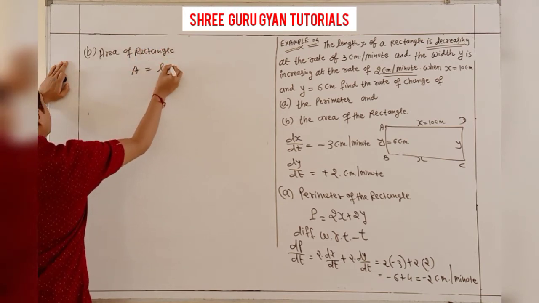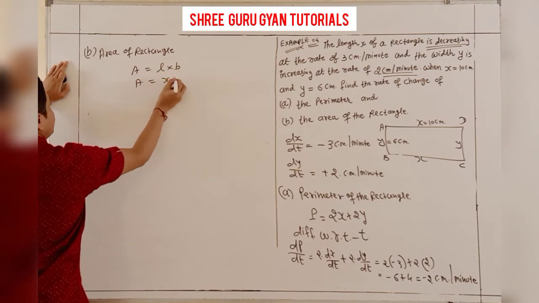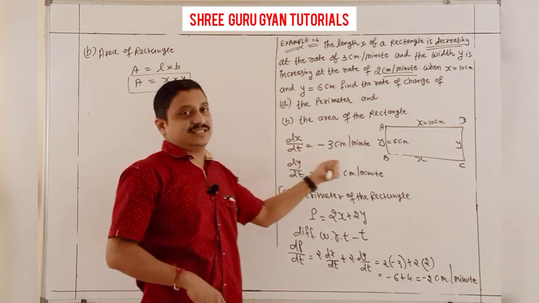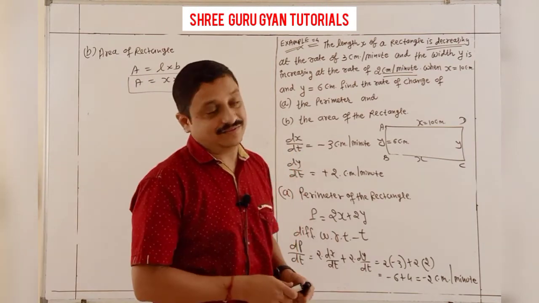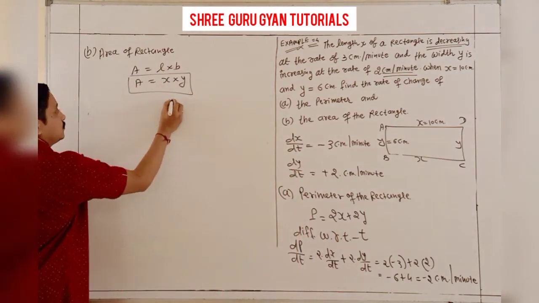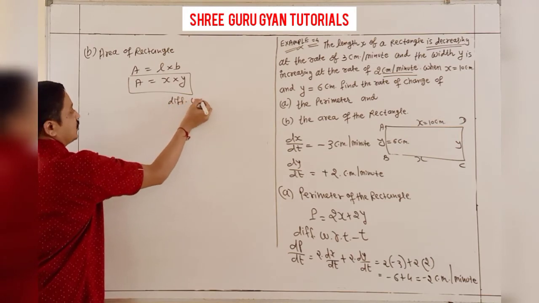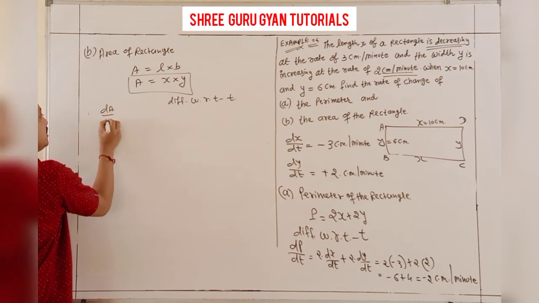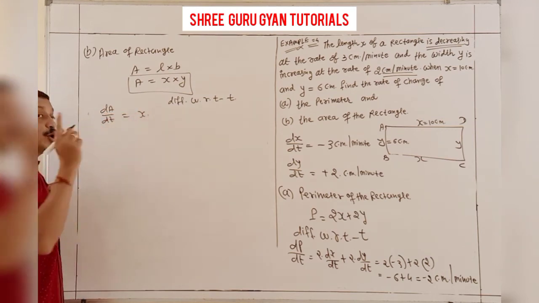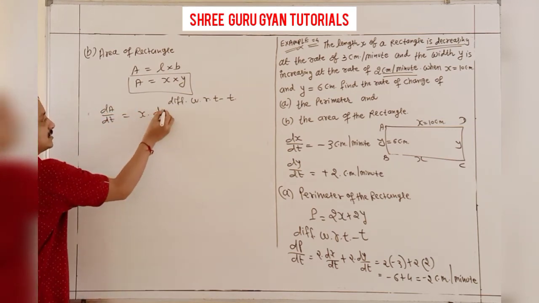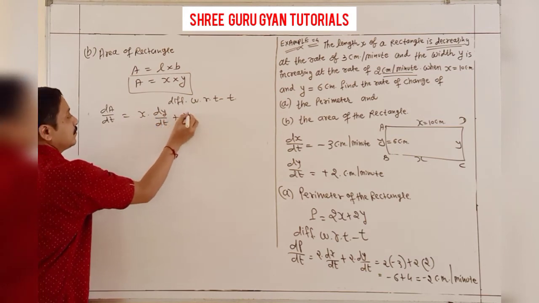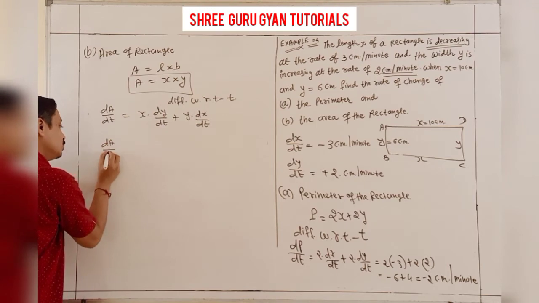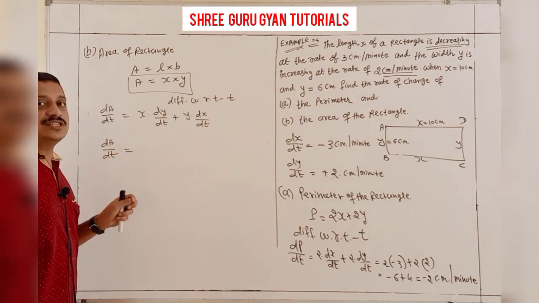A equals length into breadth, which is x into y, and here time persists. I start my derivative, so differentiation with respect to time, so dA by dt. Here the product rule applies: first into derivative of second, plus second into derivative of first, and all values are known. Just putting them down one by one.